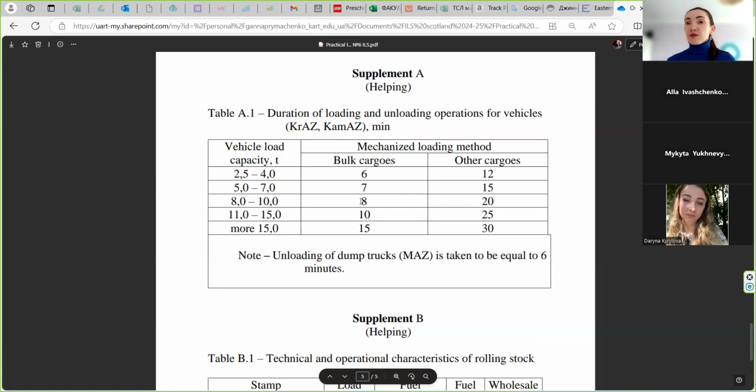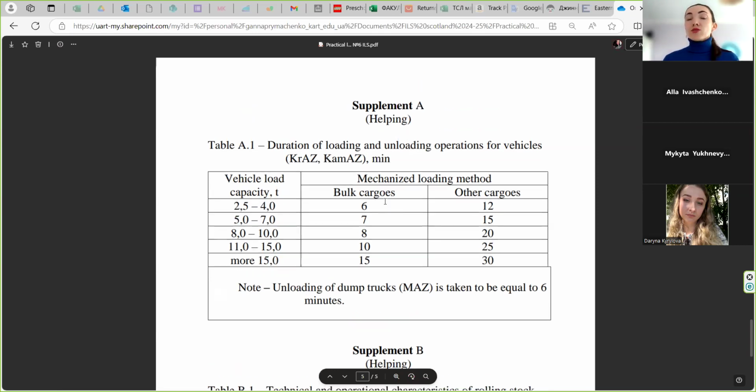But be careful: we need to use these parameters in hours in our formula number 1. So please write 8 minutes in your list or in your documents. We need to divide it by 60. 8 minutes divided by 60 gives the time in hours. It is very simple.